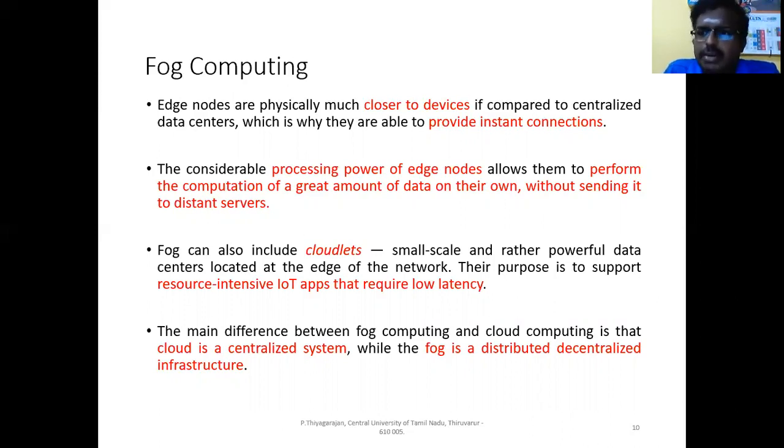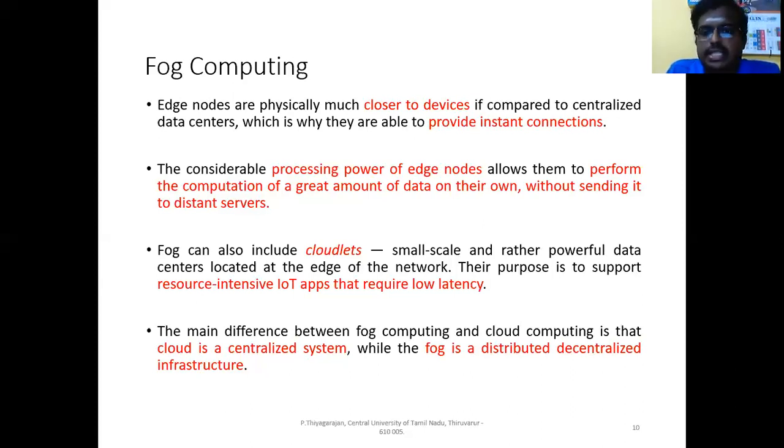There is a considerable amount of processing power at the edge nodes. Of course, we cannot expect the edge nodes to have the processing capacity of the cloud. Cloud has an enormous amount of processing capacity and storage capacity, but that kind of thing cannot be expected from the edge nodes. But they will have some amount of processing capacity and some amount of storage capacity. Not like the cloud, but some.